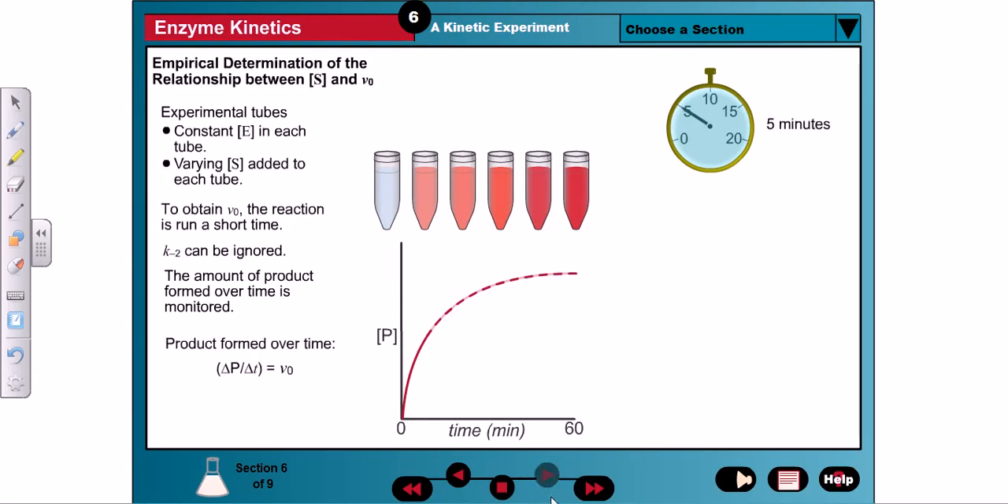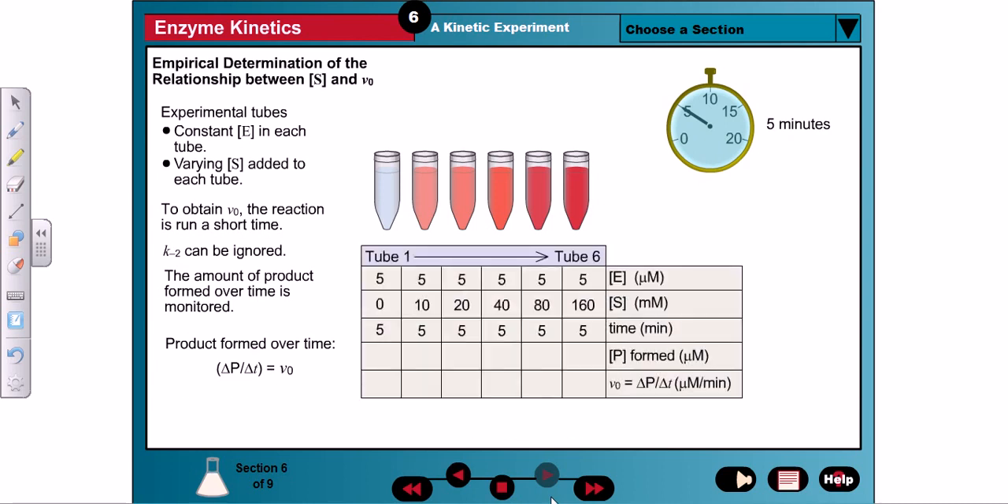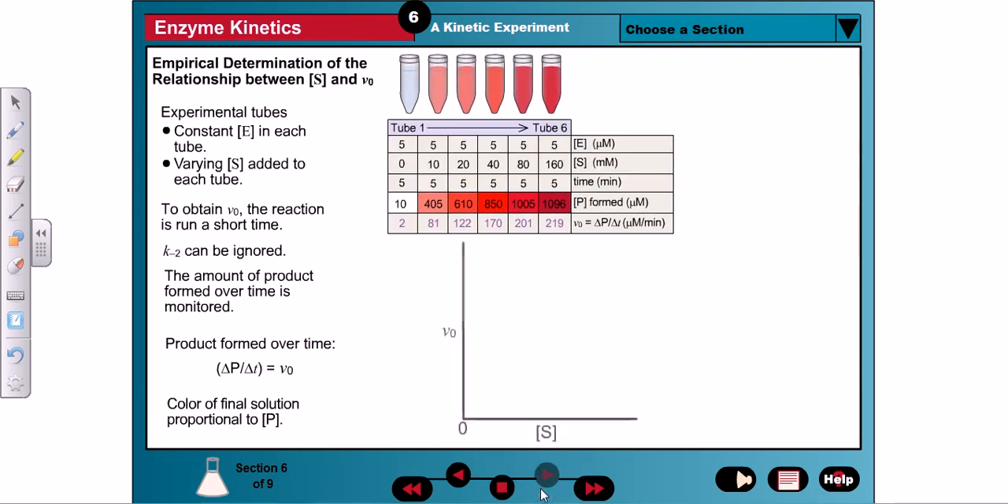The amount of product formed divided by the brief time of incubation is the slope of the early linear phase of the reaction. This rate of product formation is the initial velocity of the reaction. Note that the tubes containing the most substrate yield the highest initial velocities. A plot of initial velocity versus substrate concentration yields a hyperbolic curve consistent with the Michaelis-Menten model of enzyme activity.